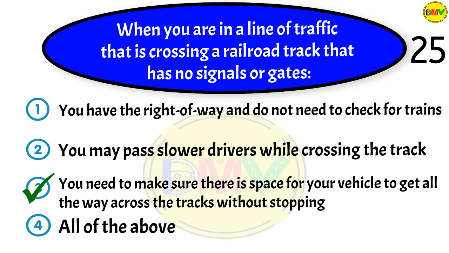The correct answer is 3. If you are following another vehicle at a railroad crossing, check to make sure you have enough room to get all the way across before you drive onto the tracks. You should never try to pass another vehicle as you approach or cross a railroad crossing. Always check for trains before crossing any railroad tracks.